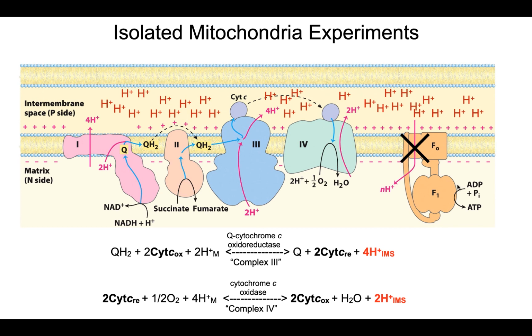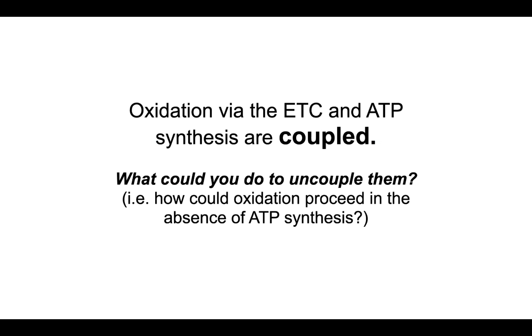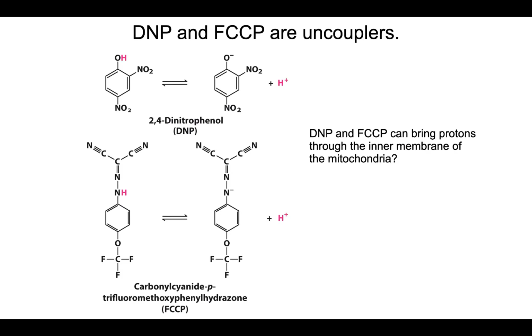Can you think of a way in which we can get the electron transport chain going again after ATP synthase has been blocked? There is a way. You might be able to predict it. The answer is molecules called uncouplers. And there's several different types of uncouplers, but what they have in common is they are alternative ways for protons to move through the inner membrane of the mitochondria back into the matrix from the intermembrane space, bypassing that blocked ATP synthase.